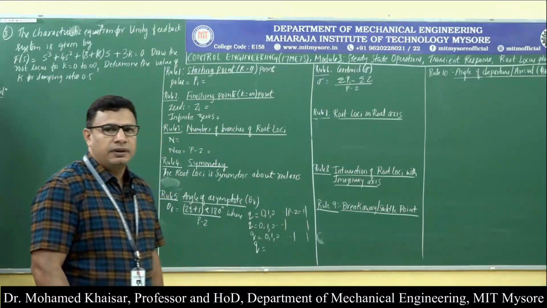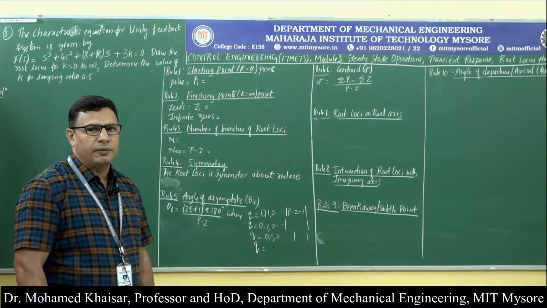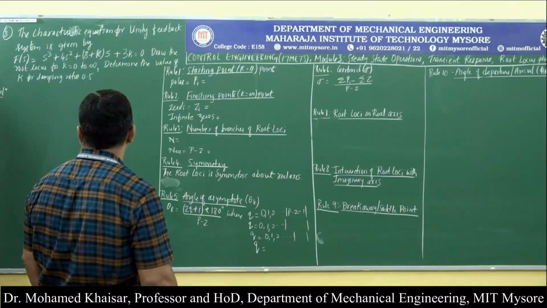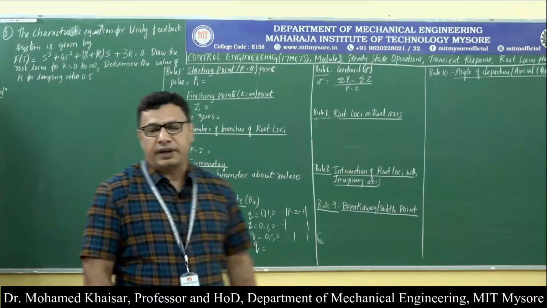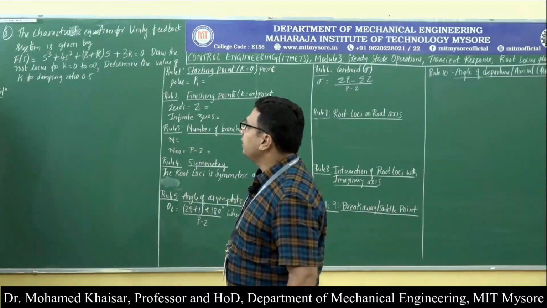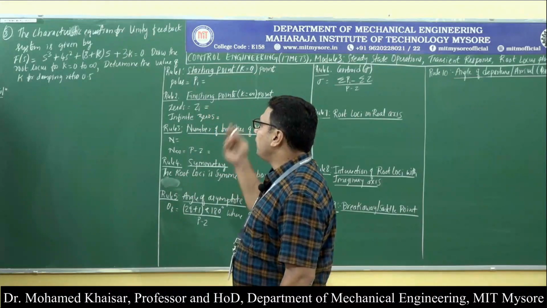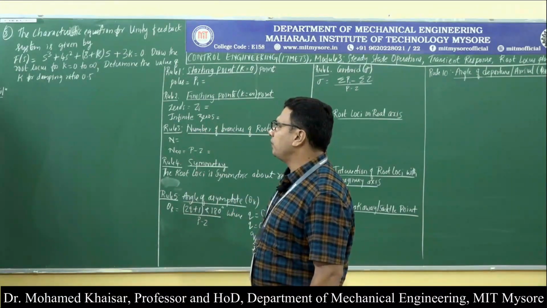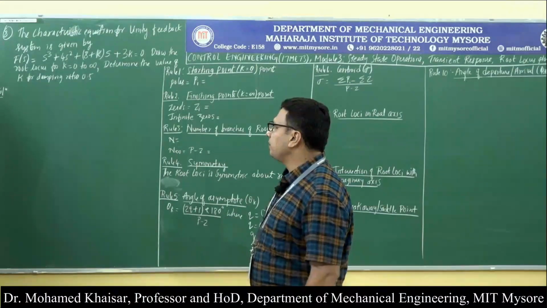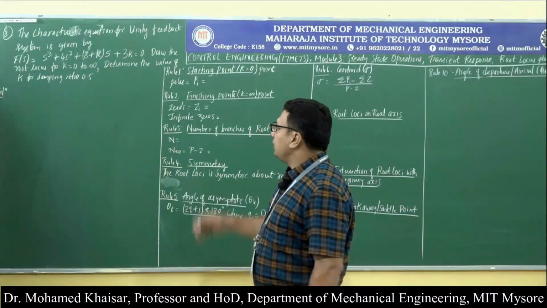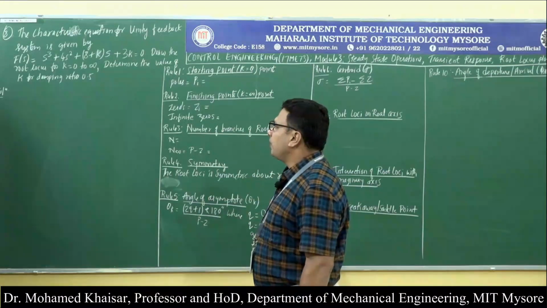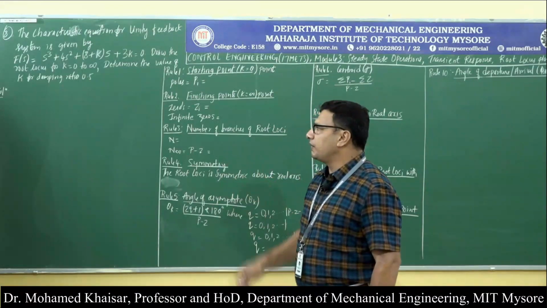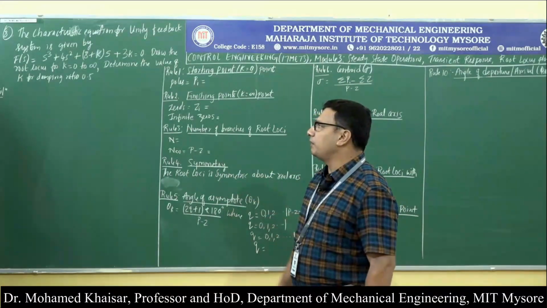Dear viewers, let us solve one more variety of problem. That would be the last problem in these video sessions. The problem given to us is again different in its kind. It says that the characteristic equation for a unity feedback system is given by F(s) equal to s cubed plus 4s squared plus (8 plus k) into s plus 3k equal to 0. Draw the root locus plot for k equal to 0 to infinity, and also determine the value of k for a damping ratio of 0.5.